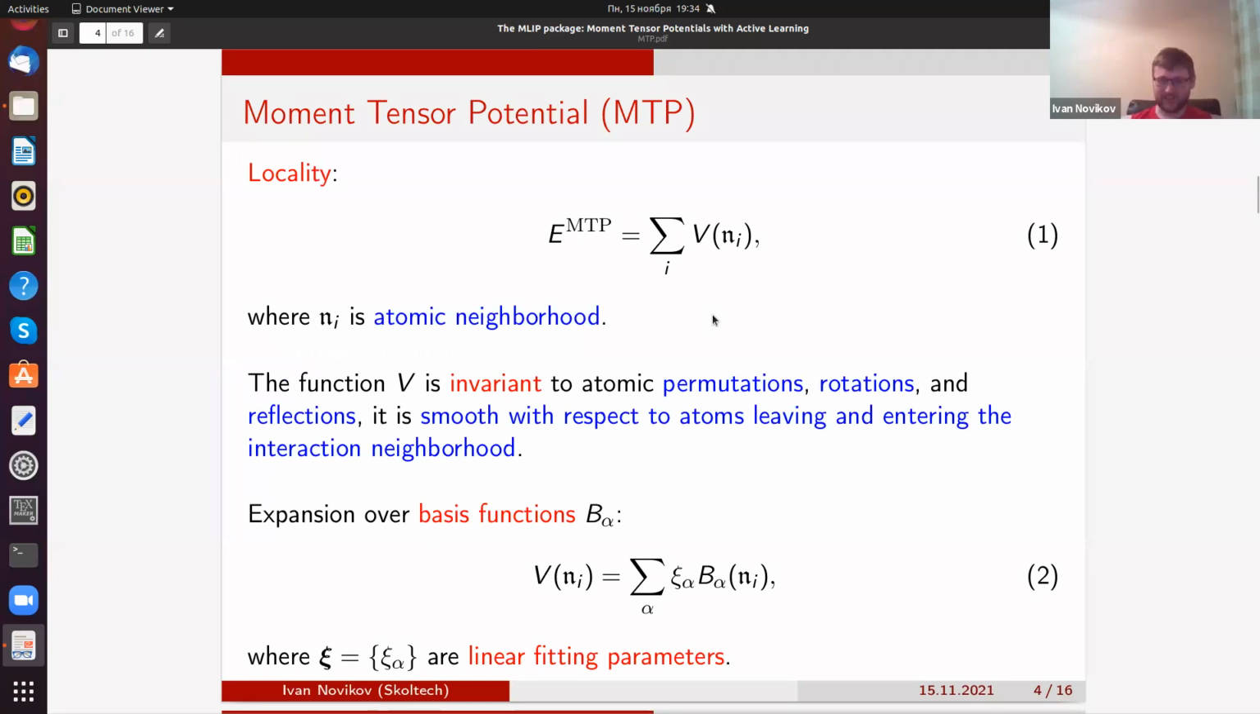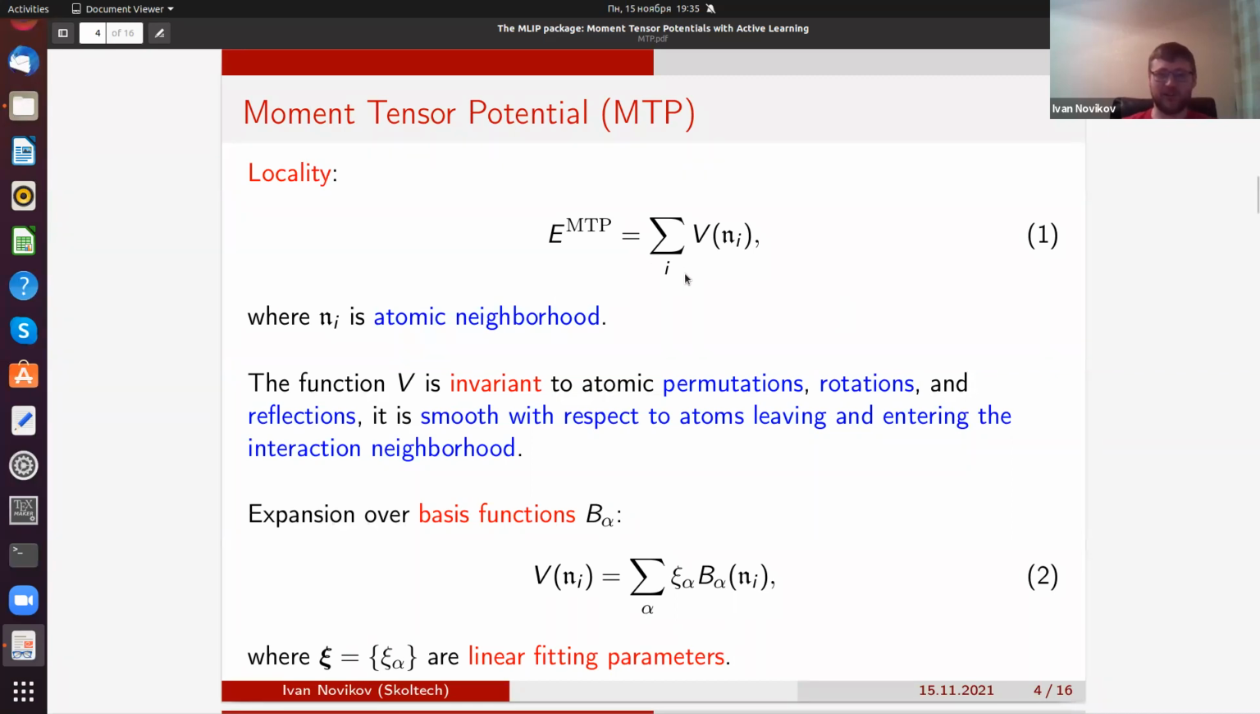So, moment tensor potential. Let's start talking about it. If a neural network potential is based on neural networks, the Gaussian approximation potential is the so-called kernel potential. Moment tensor potential is the so-called polynomial potential. We will see it now. This potential is local. I mean the one implemented in the MLIP code, because mainly I will talk about MTP implemented in the MLIP code, without magnetism. But if you have questions about magnetism, of course, we may discuss. But okay, MTP is a local potential.